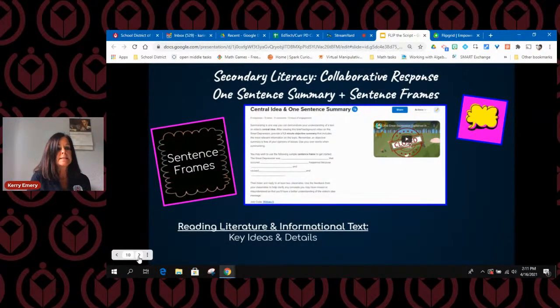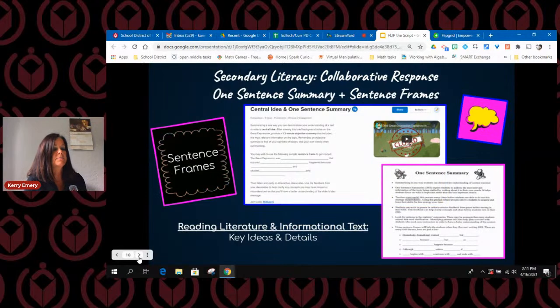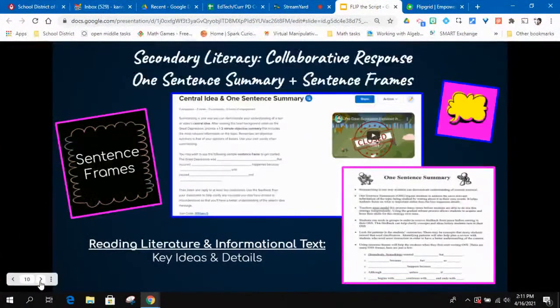Flipgrid can also be used as a collaborative response. This example uses an after reading strategy, or in this case, viewing, because students, after they've viewed a brief video on the Great Depression, create a 1 to 2 minute objective summary to identify the central idea.